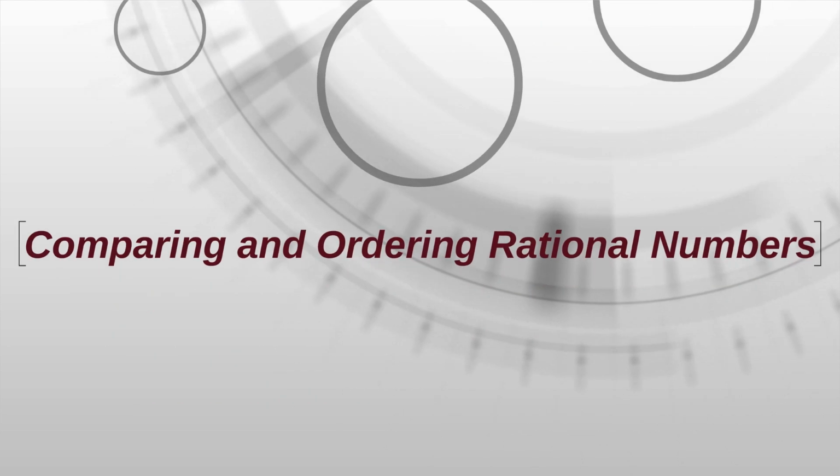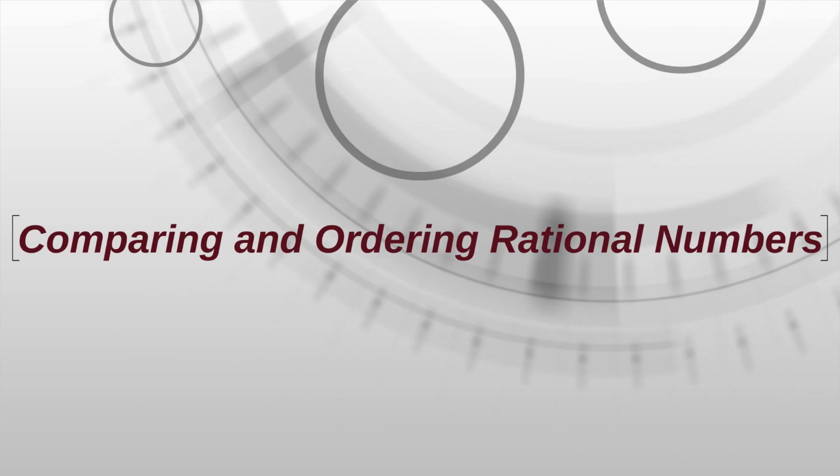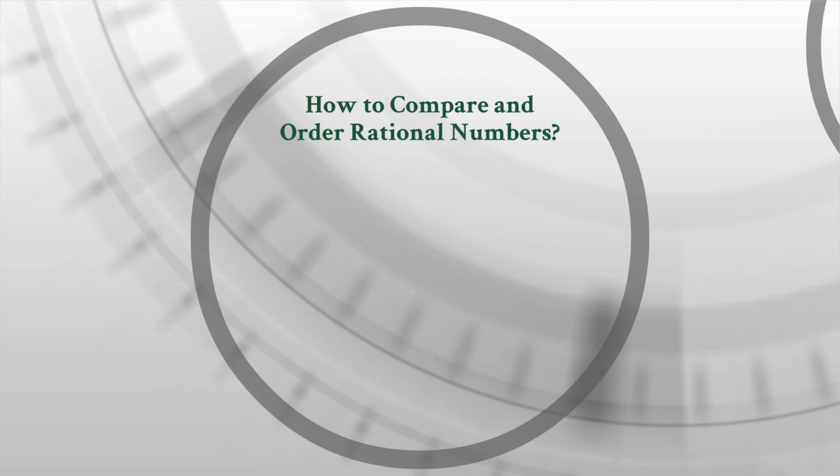This presentation will be about comparing and ordering rational numbers. A rational number is any number that can be expressed as a over b, where a and b are integers and b is not equal to 0. In this lesson, we will learn how to compare and order rational numbers.